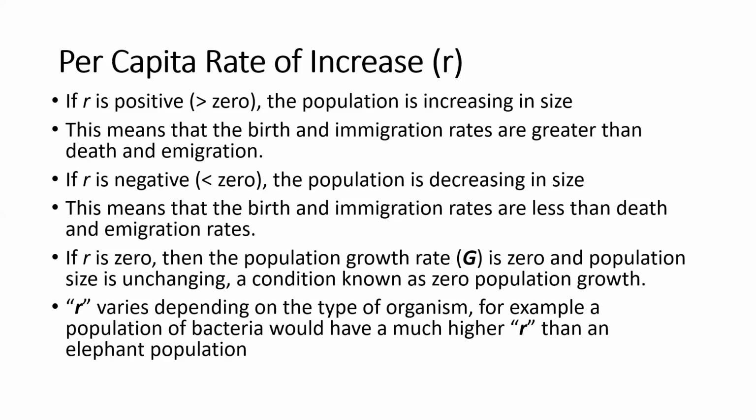So if R is zero, then the population growth rate is zero, and the population size is unchanging. When R is zero, we can term it zero population growth. R varies depending on the type of organism. For example, a population of bacteria would have a much higher R than a population of elephants. So depending on the species, the R will be determined.